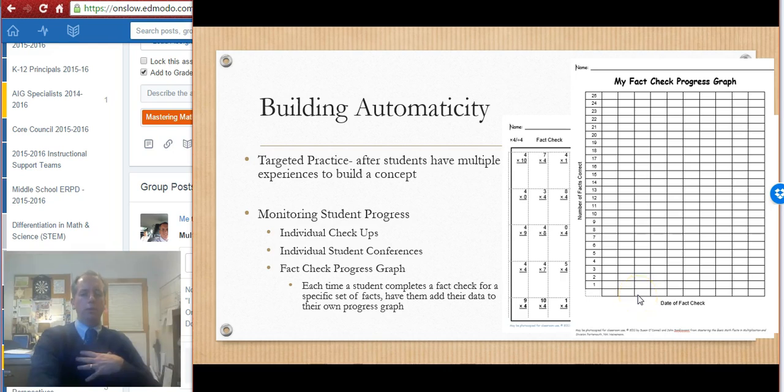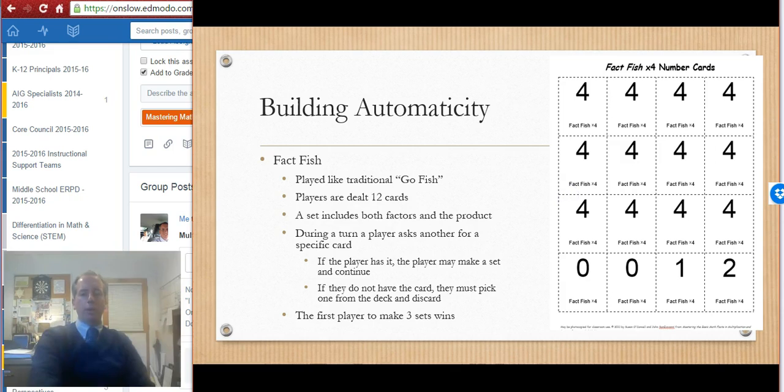And again, you don't do this every day. It's good to have fact practice every day, but utilizing the games and those things, checking in on my progress is something that I want to do periodically, maybe twice a week is plenty there. So how do I build that automaticity? Kids aren't just going to get it because I give them more and more fact practices, but they need activities. So here's another idea.